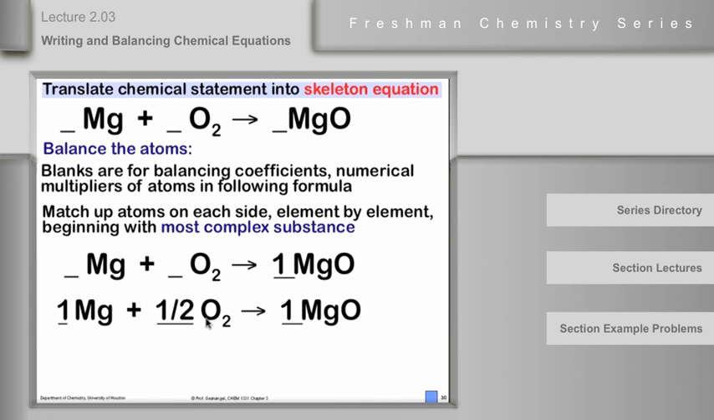But in order to get one oxygen, we got to put a 1/2 in here, because oxygen comes in units of 2. Okay? So at this point, the atoms are balanced, but we're not done yet. That is to say, we have to get rid of this fraction, among other things.